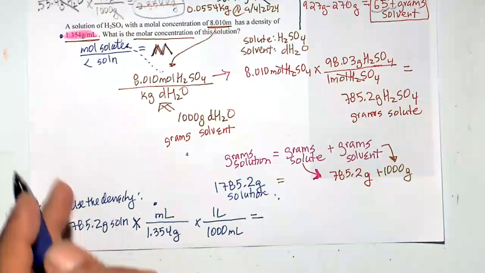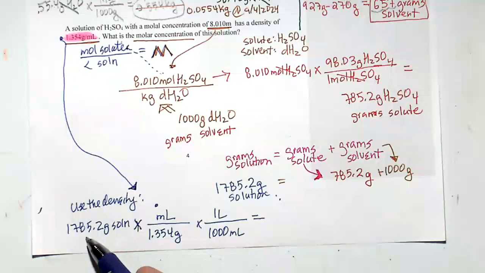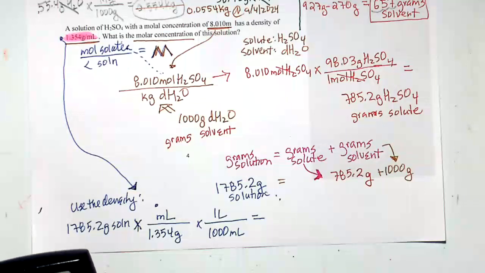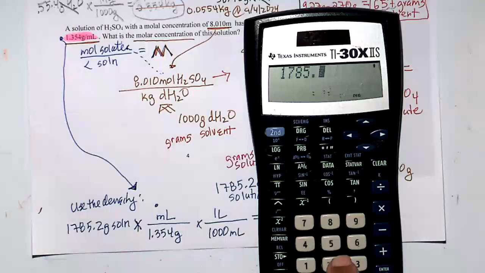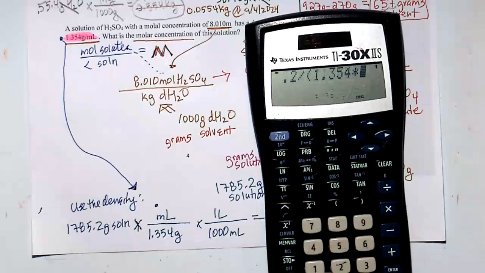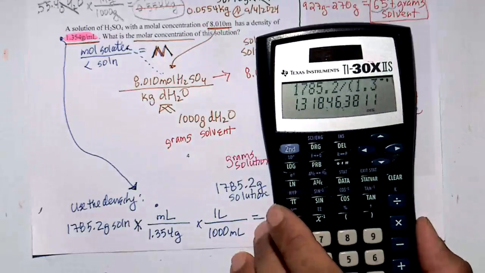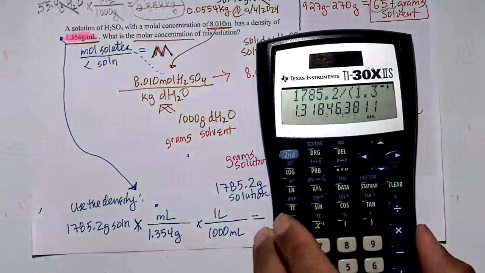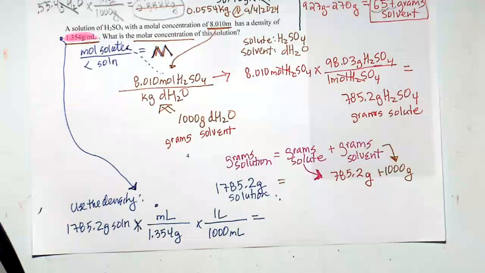You guys see that? So using the density here, I'm getting my volume of solution. So what's 1785 divided by parentheses 1.354 times 1,000, close parentheses? 1.3185. Got that? Yes.